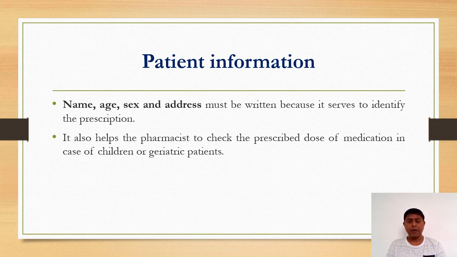Second is patient information. Name, age, sex, address and body surface area must be written, because it serves to identify the person for whom you are dispensing the prescription. It also helps the pharmacist to check the prescribed doses of medication in case of children or geriatric patients. According to that, you can see the errors in the prescription and change accordingly.